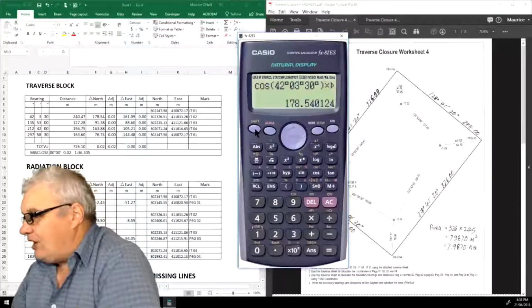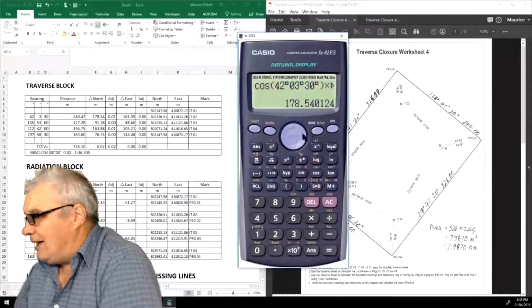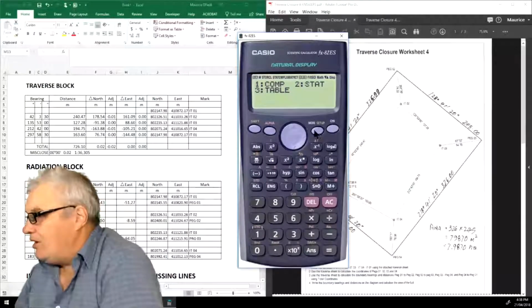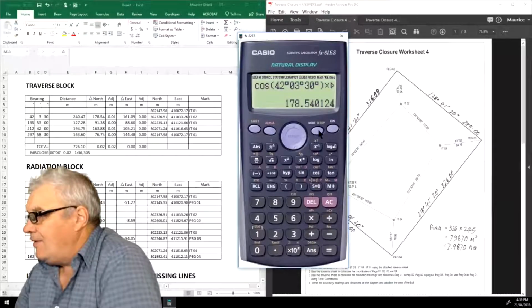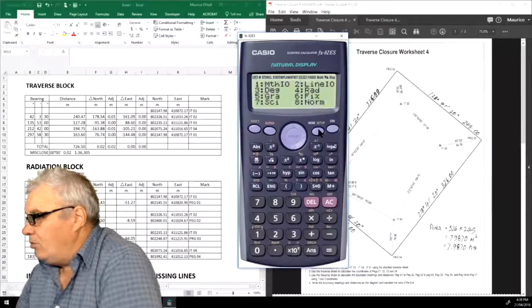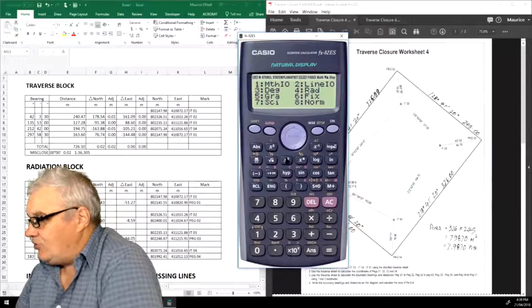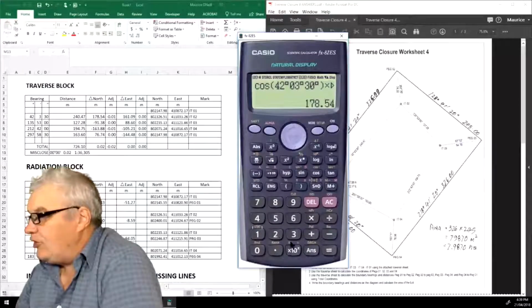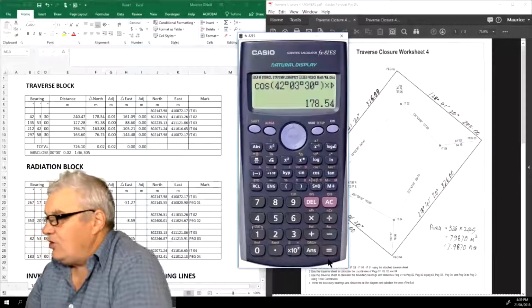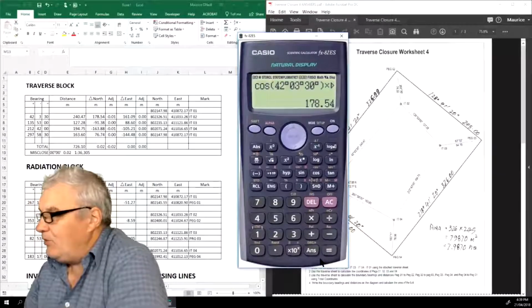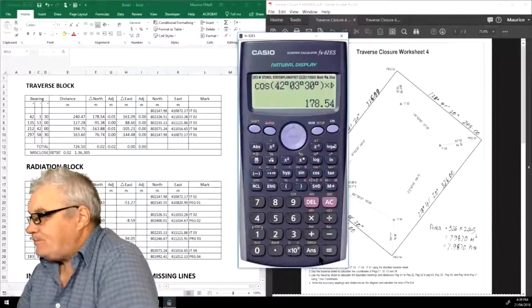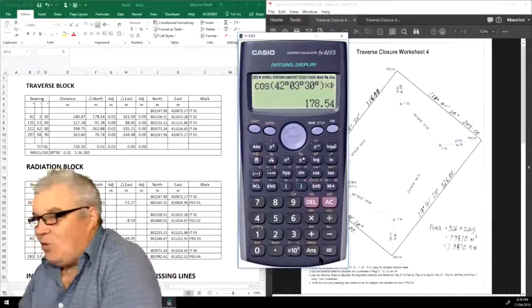You can set the thing here to, if we go to mode, no, if we go to shift mode, and go to 6, which is fix 6, and we'll fix it to 2 decimal places, you can see you get 178.54. So that's all pretty good.